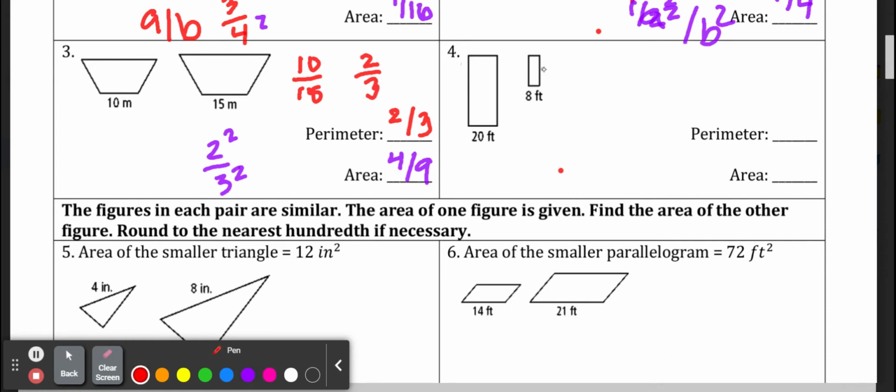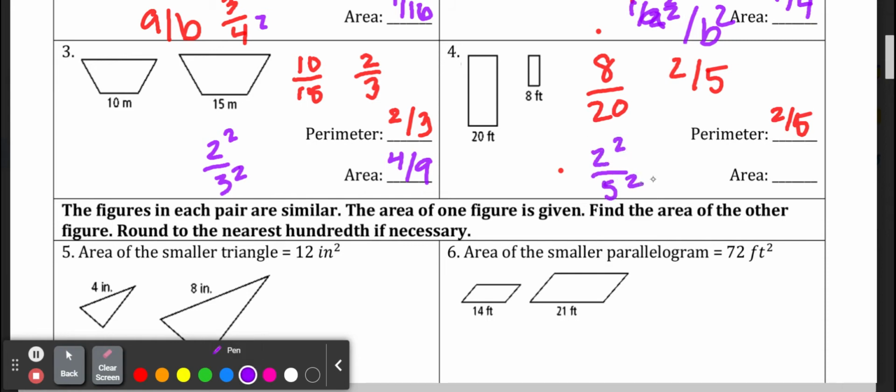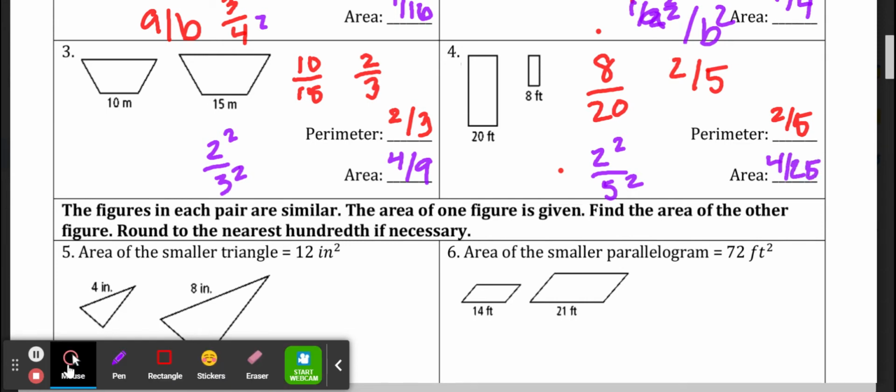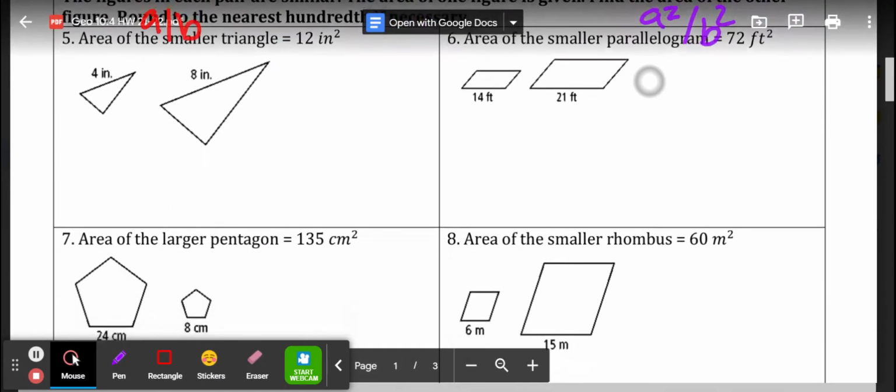And then this is going to be 8 over 20. And 8 over 20, I believe, is going to reduce down to what? 4 over 10, 2 over 5. Yeah, I think 4 goes into both of those. So 2 over 5. And then square them. So 2 squared over 5 squared, that's going to be 4 over 25. All right.